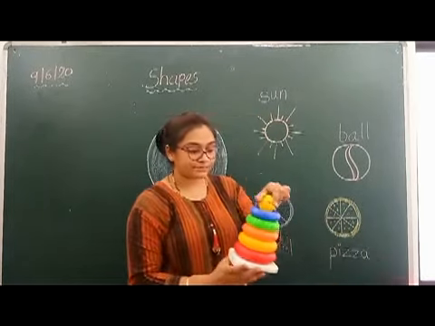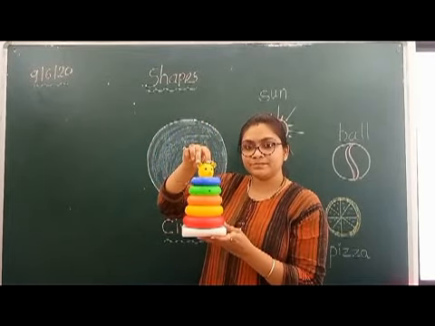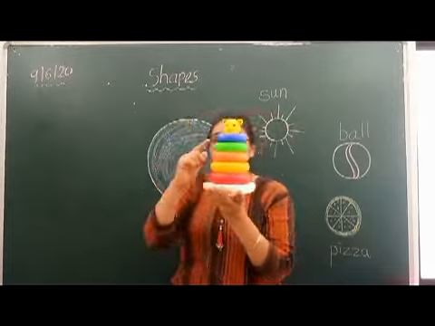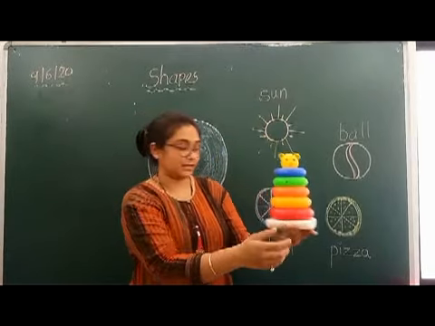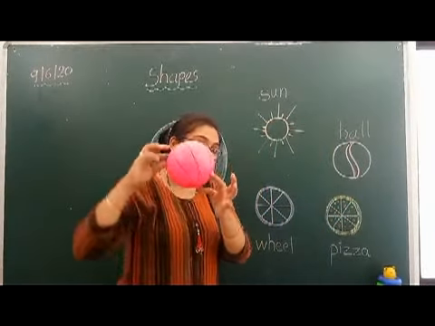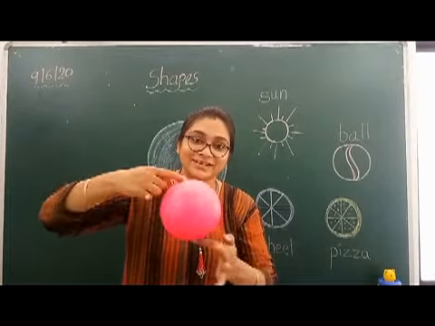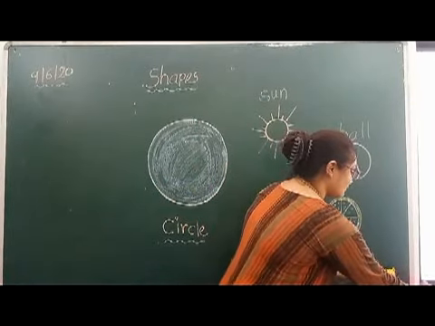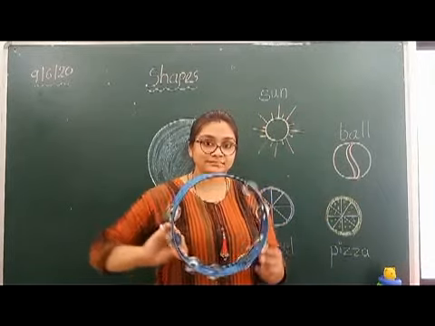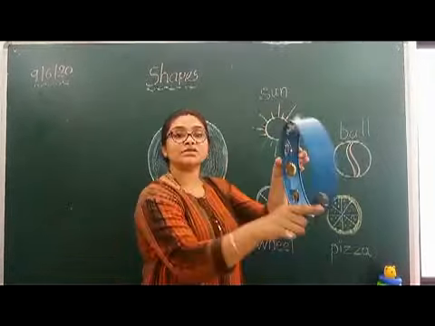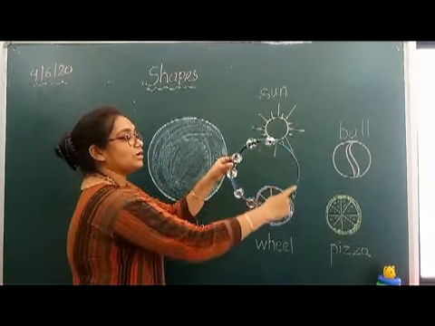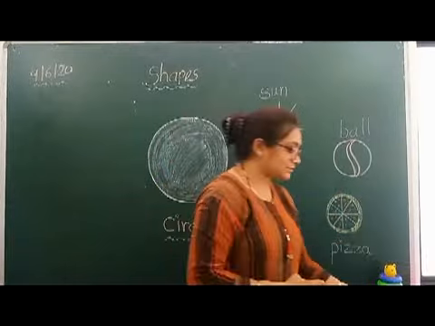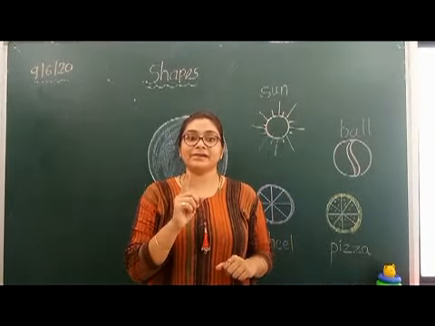I see one thing. You see this game? Yes. In this game, all the rings are in a circle shape. You play with this ball. This ball is also in a circle shape. Round and round. Do you have a trampoline? This is also in a circle shape. Round and round.